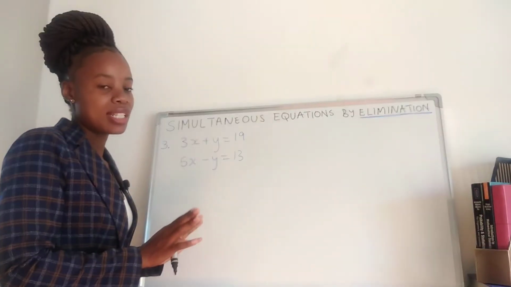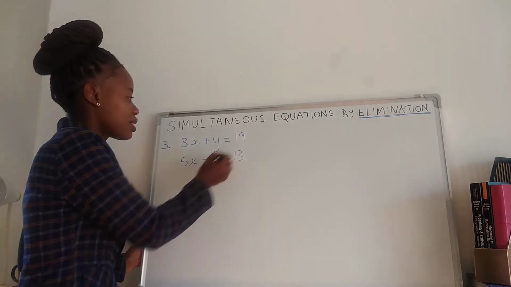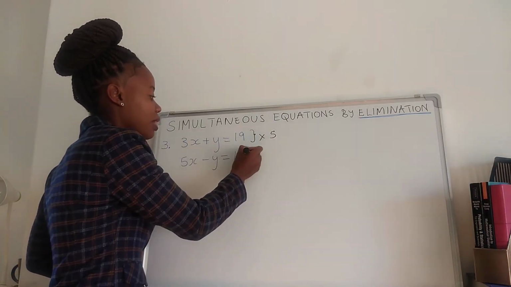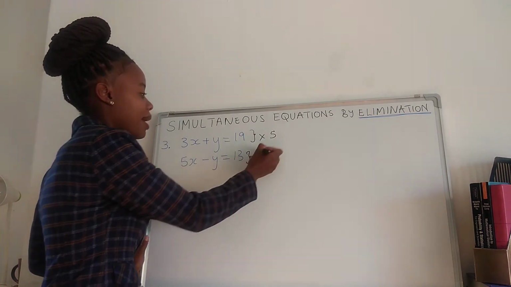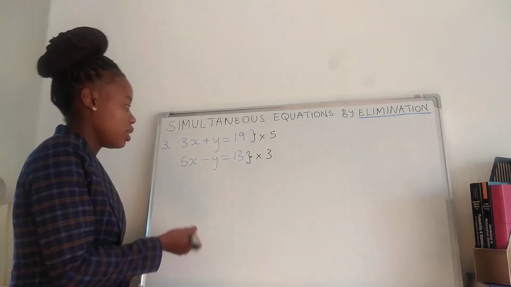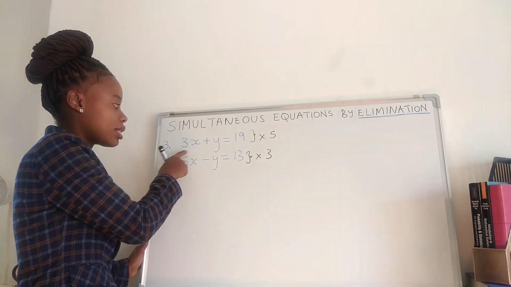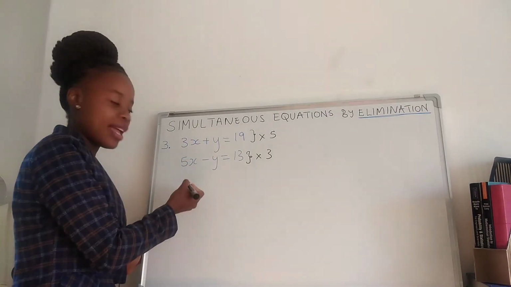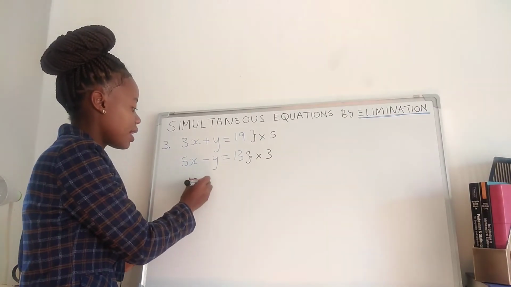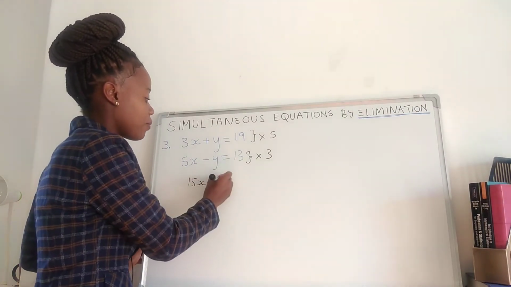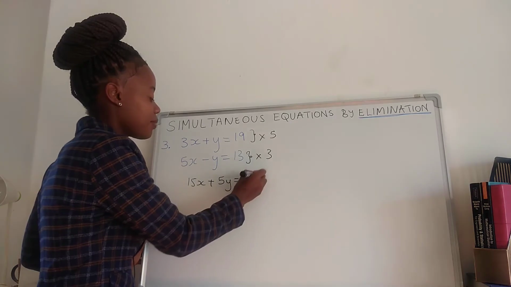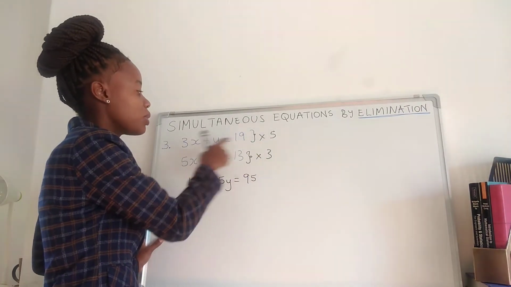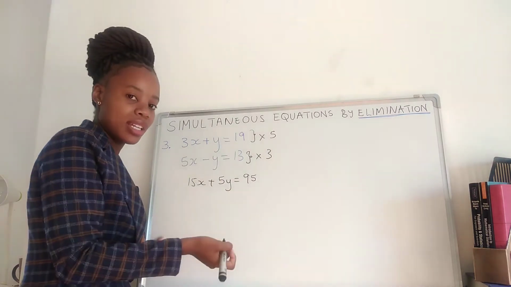So now let's eliminate x, okay? If we eliminate x, we're going to multiply the top one by 5 and multiply the bottom one by 3, okay? So that our x terms are the same. We're going to say 5 times 3x is 15x plus 5y equals 95. Okay, when you multiply by 5, you multiply it with every term in the equation.